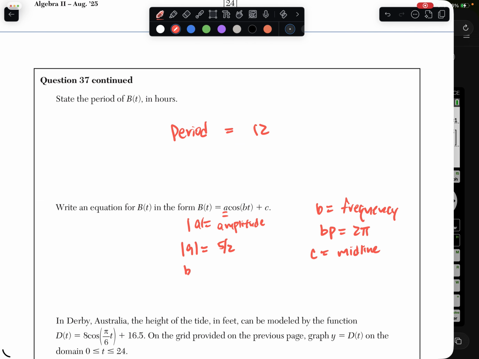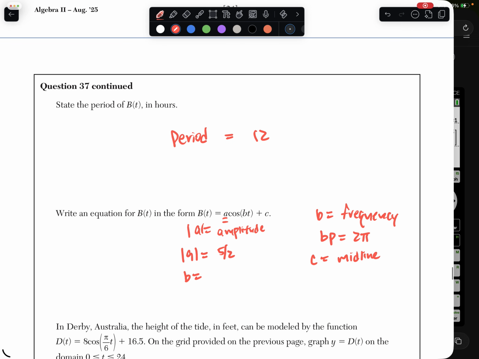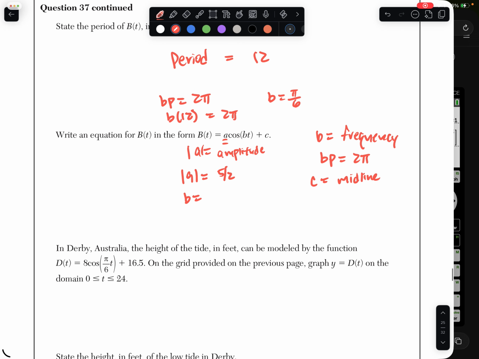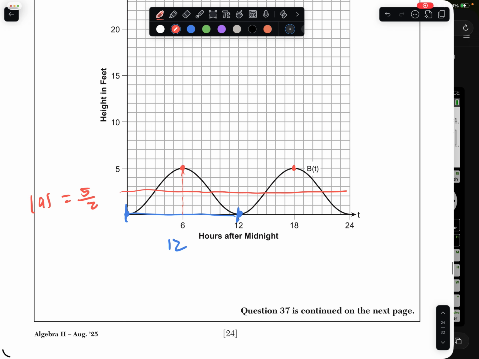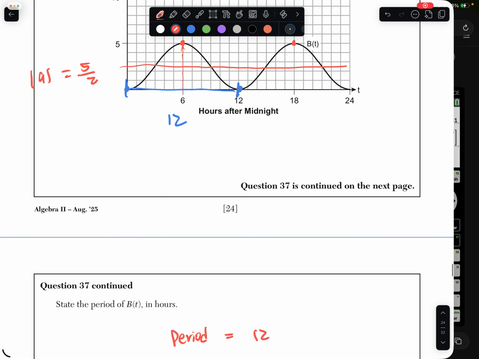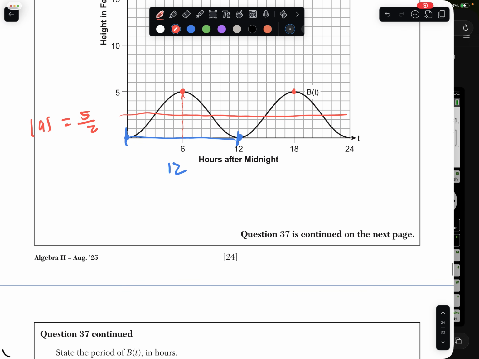My B, so my period is 12, and we know that B times the period has to equal 2 pi, so B times 12 is equal to 2 pi, and if I solve for B, B is equal to pi over 6. And then my C, well, my C is my midline.